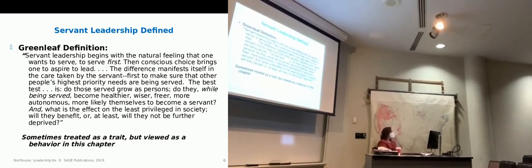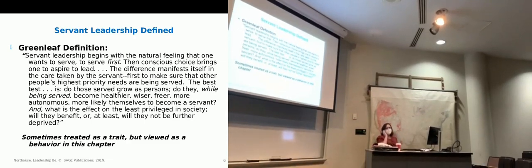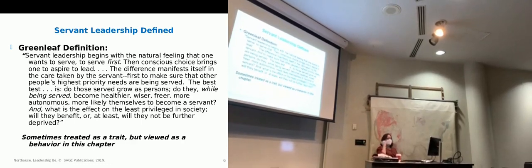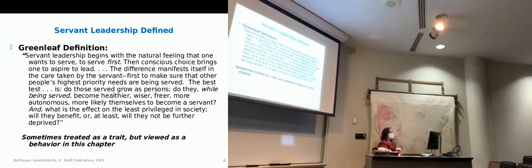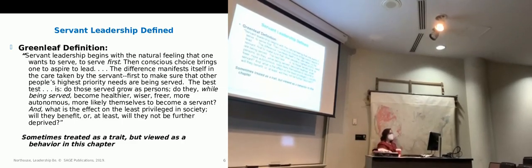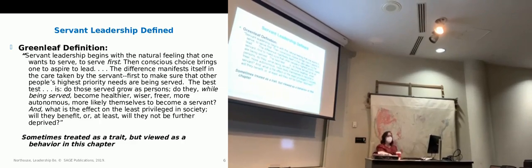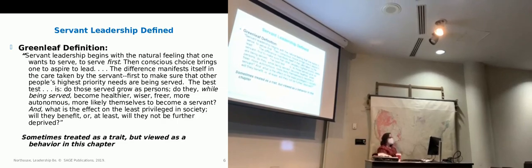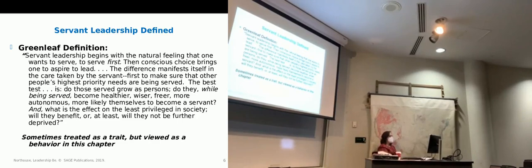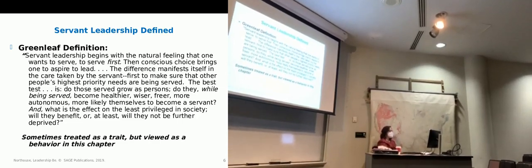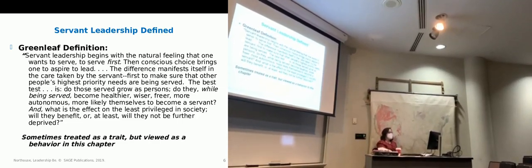Greenleaf is like the main person that started researching this. So if you were to go to the library today, you could look up books about servant leadership, and they're probably going to be books by Greenleaf. Everybody kind of goes back to him. He says that servant leadership begins with the natural feeling that one wants to serve first. Then conscious choice brings one to aspire to lead. The difference manifests itself in the care taken by the servant, first, to make sure that other people's highest priority needs are being served. The best test is, do those served grow as persons?